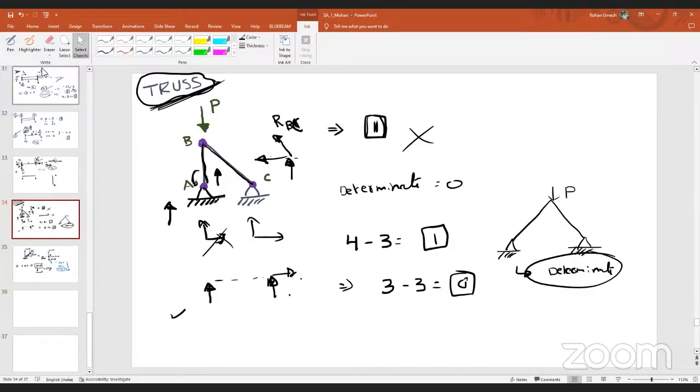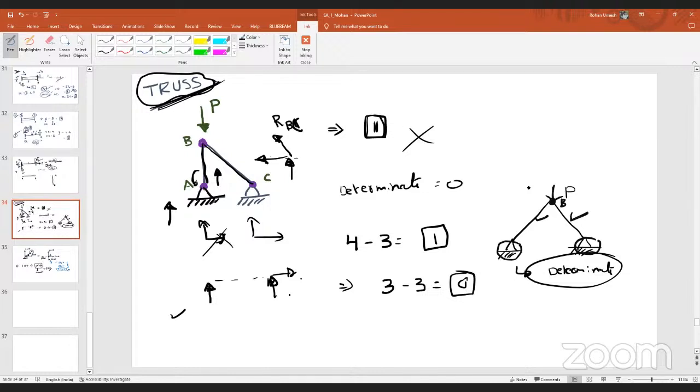Just like the same case here, because of the point P, by considering the equilibrium equations at this point B, I can find out the force in this member and I can find out the force in this member. And if I know the force in this member, I can find out the force at this support. Similarly, if I know the force in this member, I can find out the force at this support. So that's why this will be classified as a determinate case. We will again discuss these cases while analyzing the truss problems.